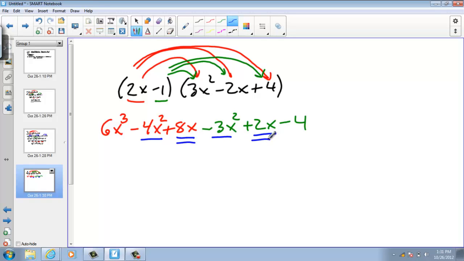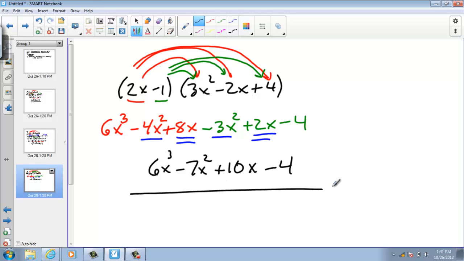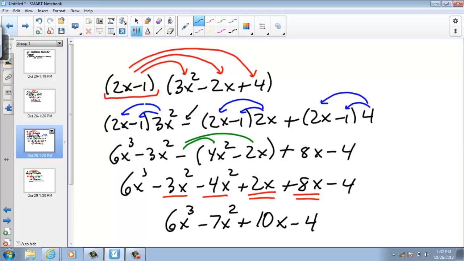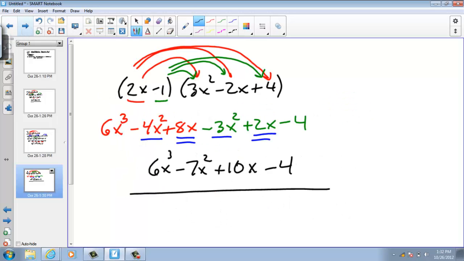Those are like terms. And I end up with 6x cubed minus 7x squared plus 10x minus 4. Same answer as the previous method, but more streamlined, more efficient. You're essentially doing the same thing, but you're condensing some of the steps. So I hope that makes sense.